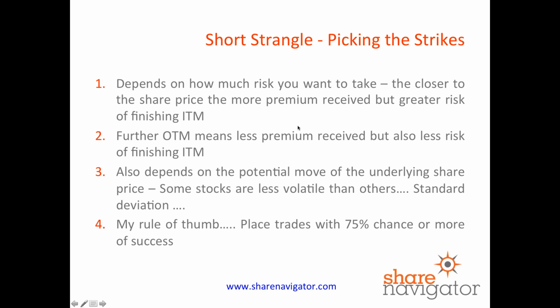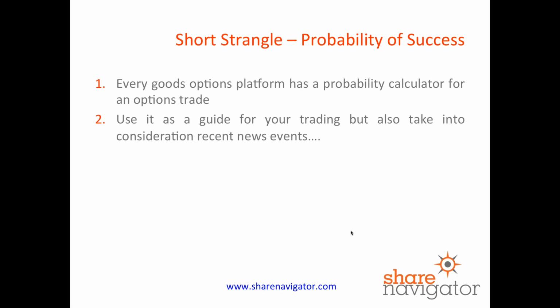But an easy way for you to pick this out is really to place trades with at least a 75% chance or more of success. My rule personally in my own account is over 80%. So you can actually get probability of success calculators with a lot of trading software that's out there. Any good platform that's offering options trades really should have this type of software there. I'm going to show you how you would actually go and get it from Interactive Brokers.